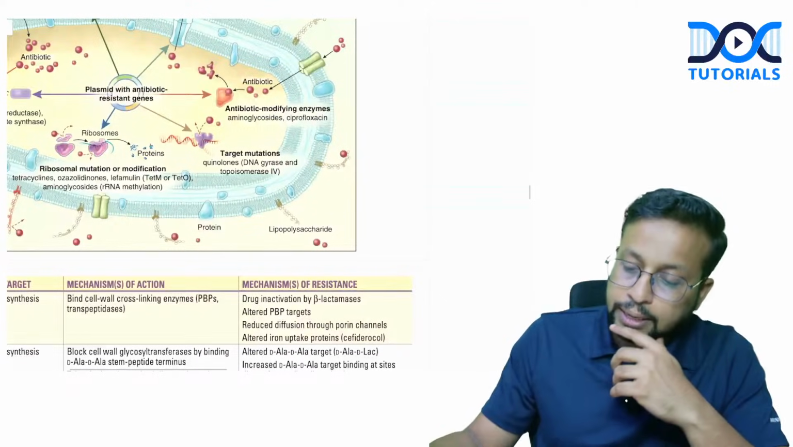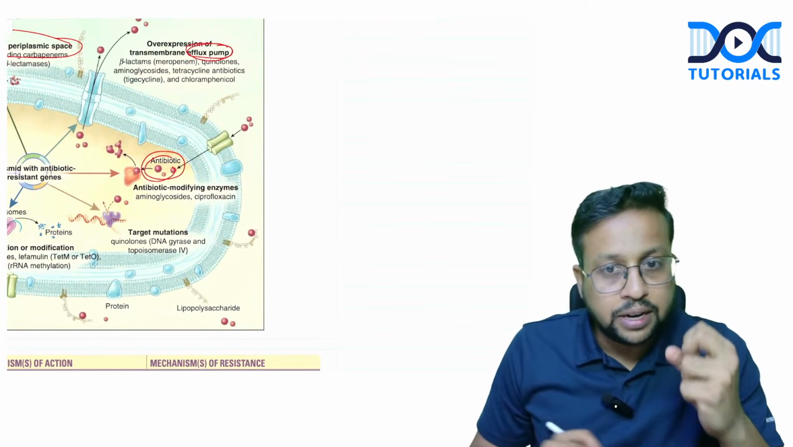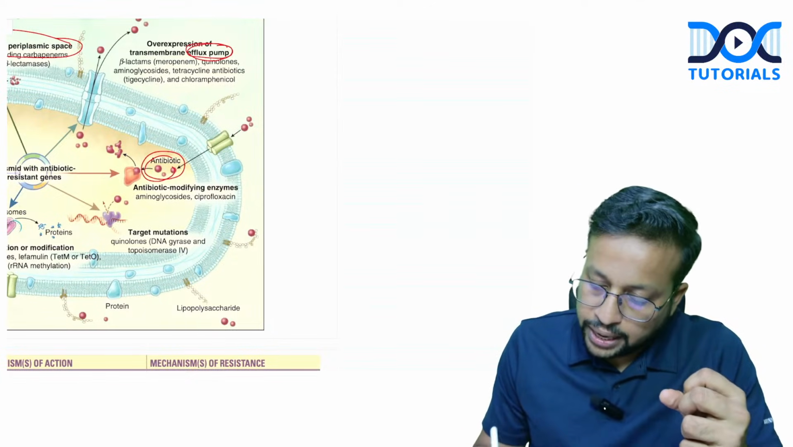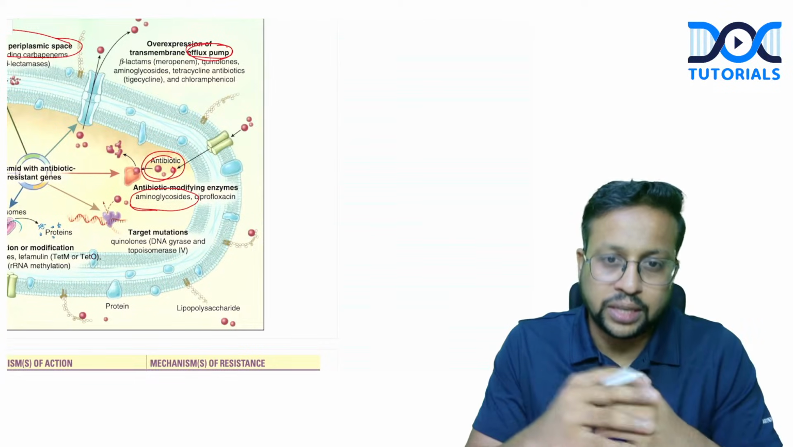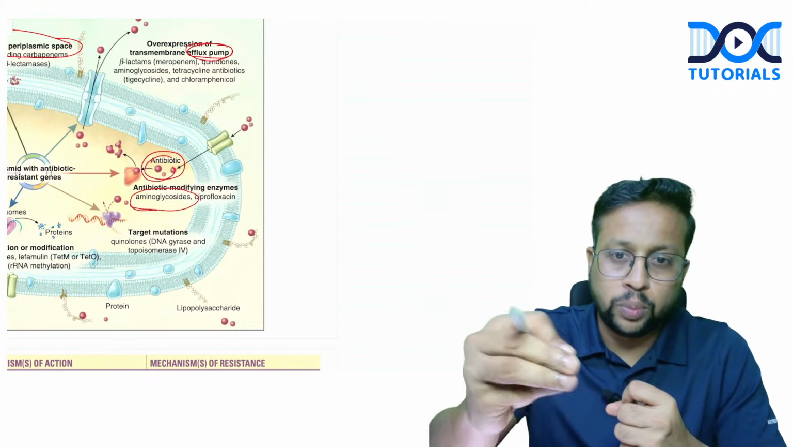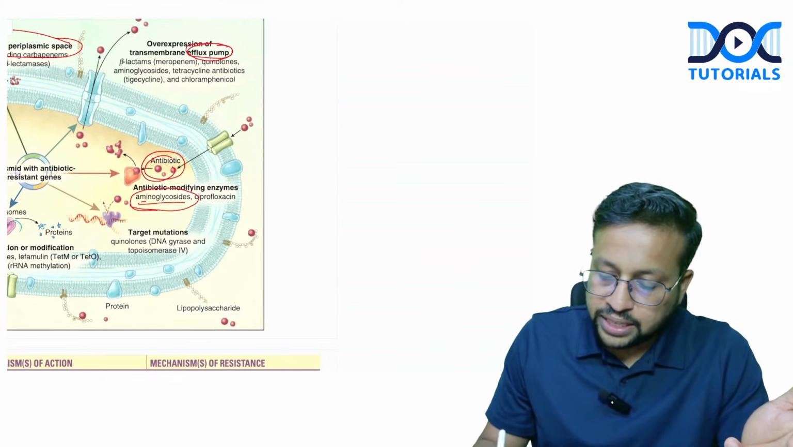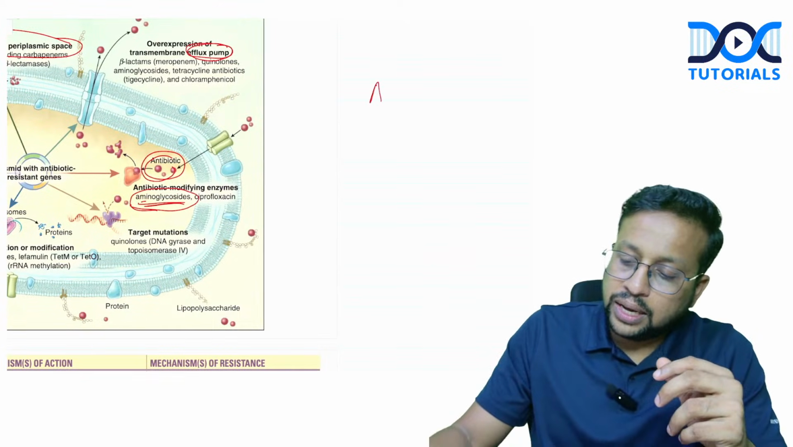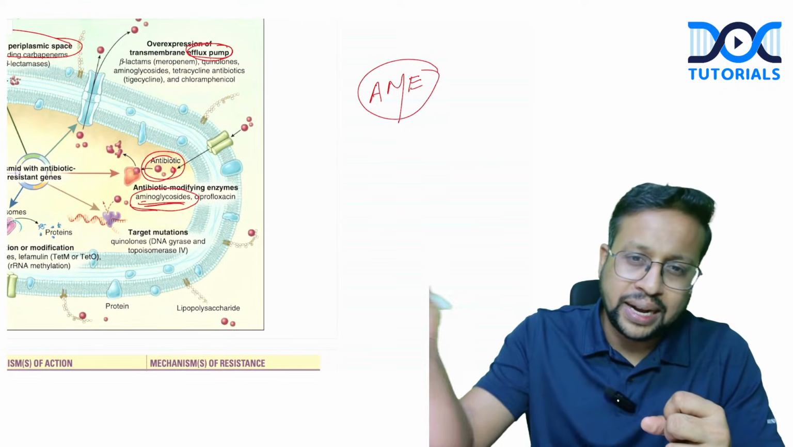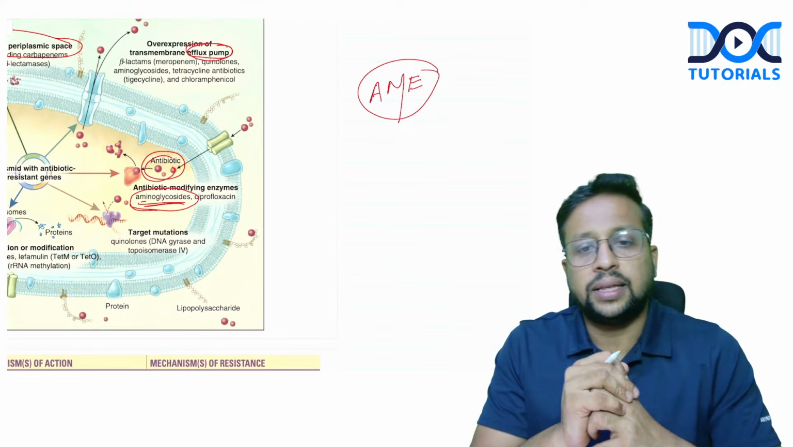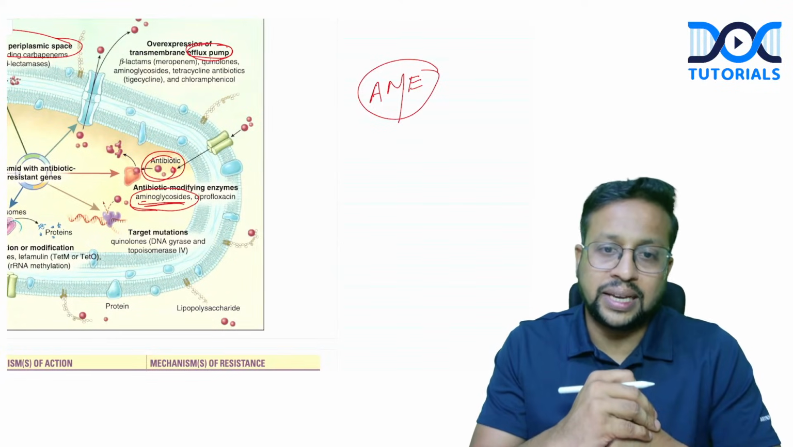Even if the antibiotics can enter the cell, there are sometimes certain enzymes which can modify the antibiotic. They will add some group, a phosphoryl group, adenyl group, or something like that, and the antibiotic won't work. The most common example is aminoglycoside. Aminoglycoside modifying enzymes will add a phosphoryl, adenyl, or acetyl group, and the antibiotic will become inactive and cannot kill the bacteria.